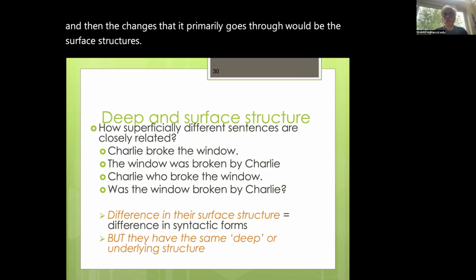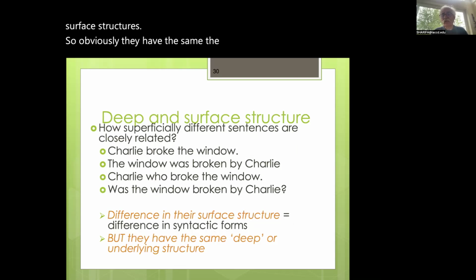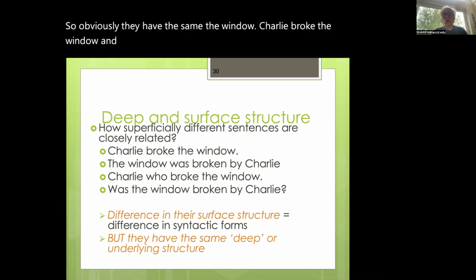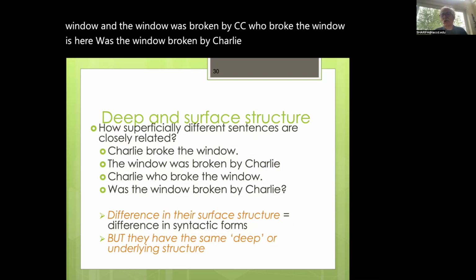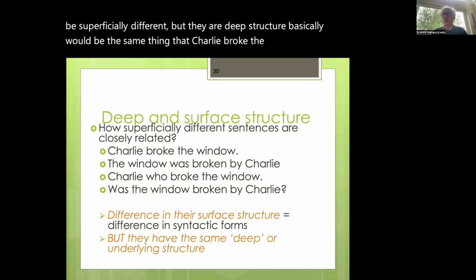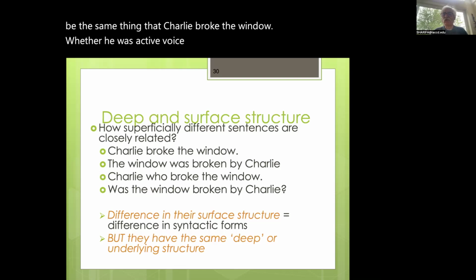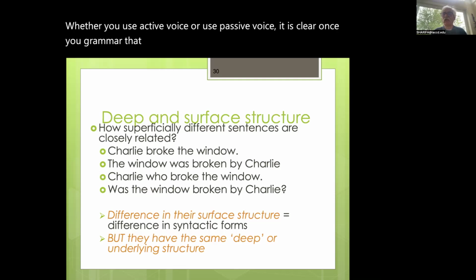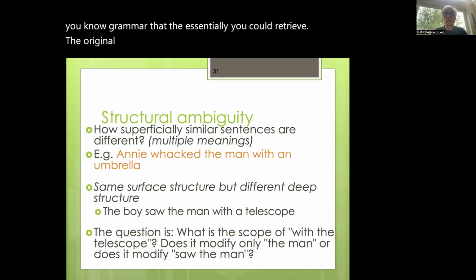So obviously they have the same. Charlie broke the window, and the window was broken by Charlie. Charlie, who broke the window, is here. Was the window broken by Charlie? So these may appear to be superficially different, but their deep structure would be the same thing, that Charlie broke the window. Whether you use active voice or passive voice, it is clear once you know grammar that essentially you could retrieve the original sentence as it was.